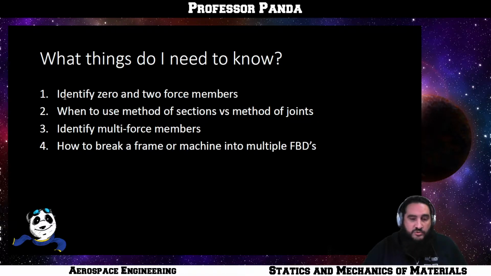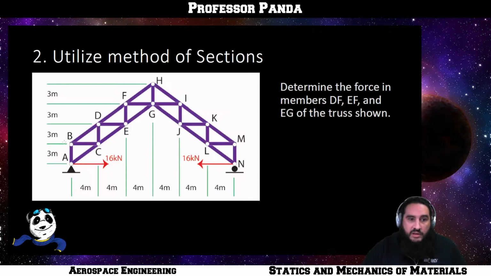Identifying zero-force and two-force members is not going to be critical for today's exercise. When to use method of sections versus joints: this isn't a real world problem. The problem statement tells us what method they would like us to use, so it's irrelevant, but we're going to be identifying some things today. Next week we're going to be identifying multi-force members and how to break the frame or machine into multiple free body diagrams. But for today, we're going down the path of the method of sections.